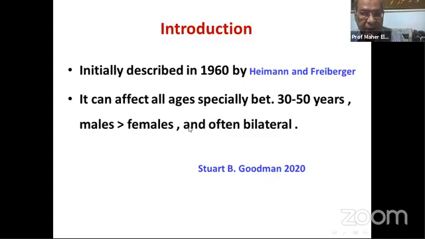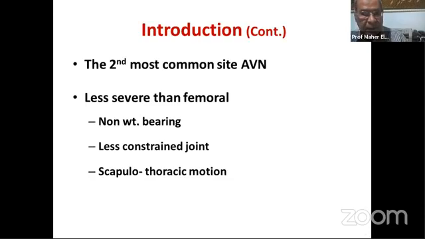Introduction. Initially described in 1960 by Hemi and Freiberger. It can affect all ages, especially between 30 to 50 years, males more than females, and often bilateral. It is the second most common site of AVN.